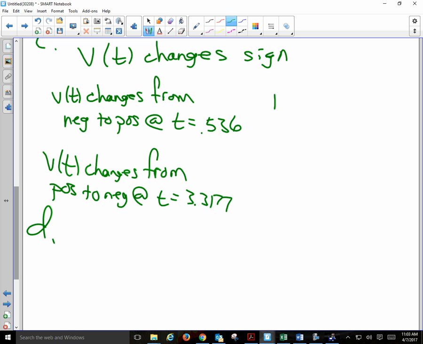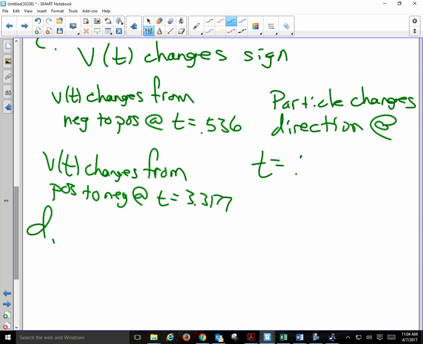So particle changes direction at time equals 0.536 and time equals 3.318 or 7, however you want. Okay.